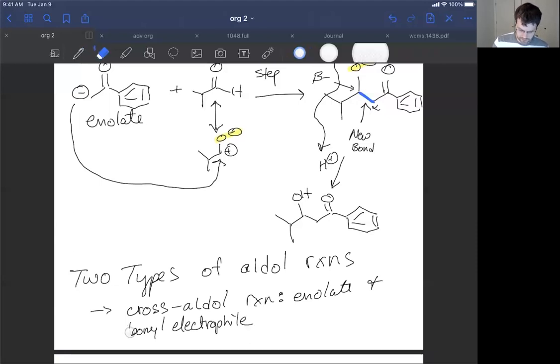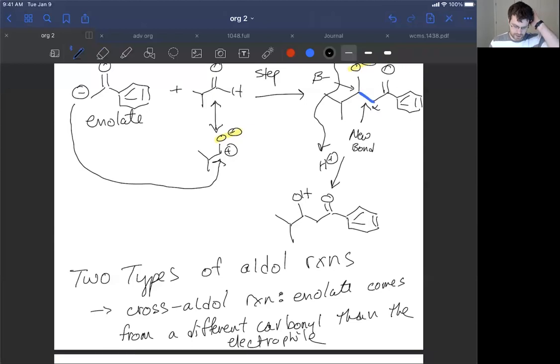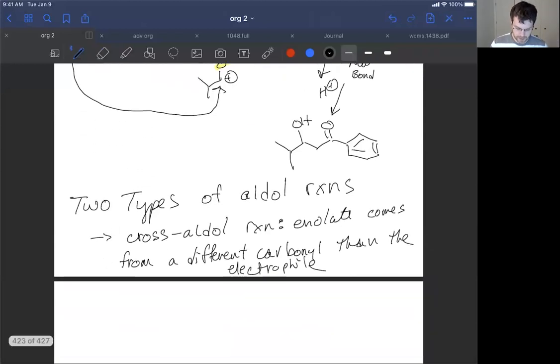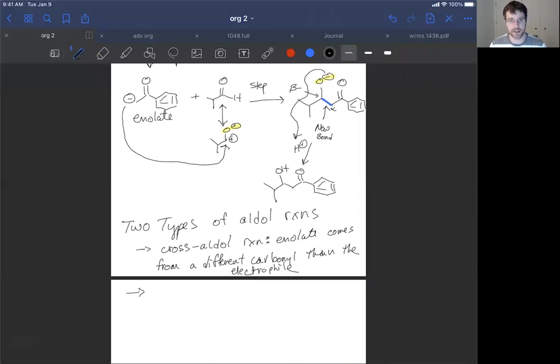or let's put it this way. I always have trouble articulating this every year. The enolate comes from a different carbonyl than the electrophile. Okay, that's what we just did up above. We had this isopropyl aldehyde plus this enolate that had a benzene ring on it. So basically the electrophile and the nucleophile were ultimately from different starting points.